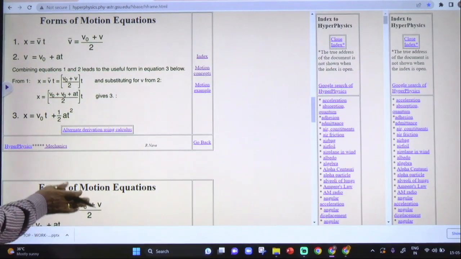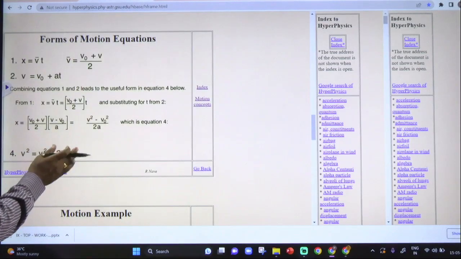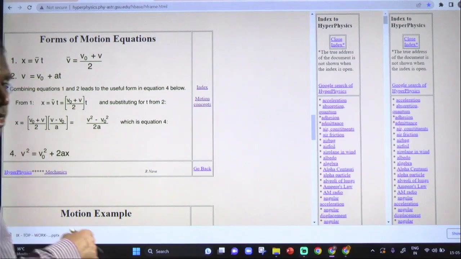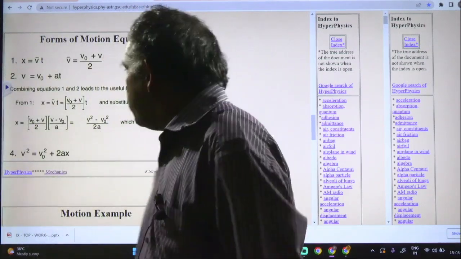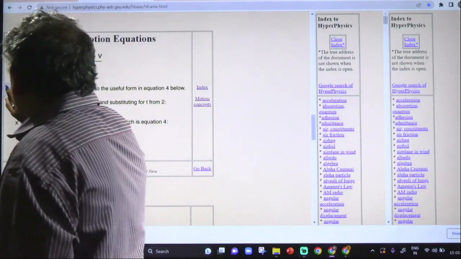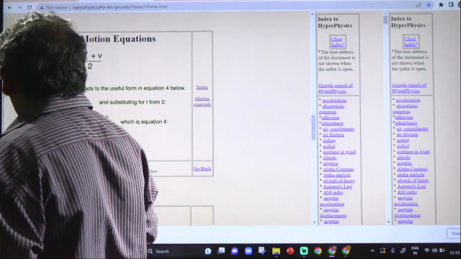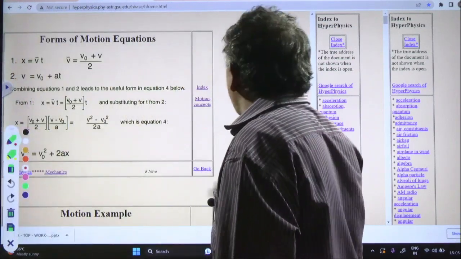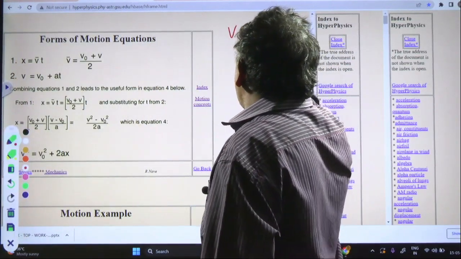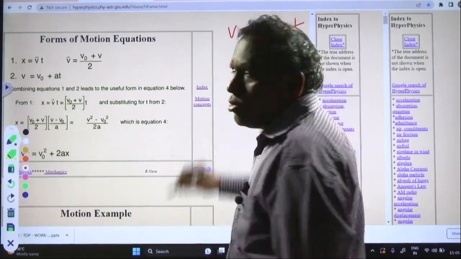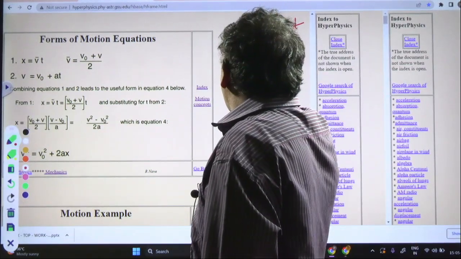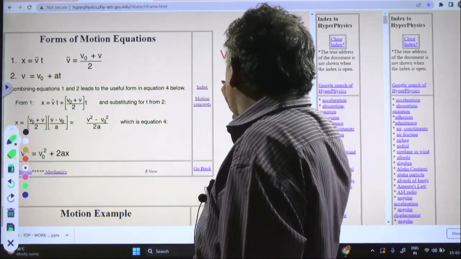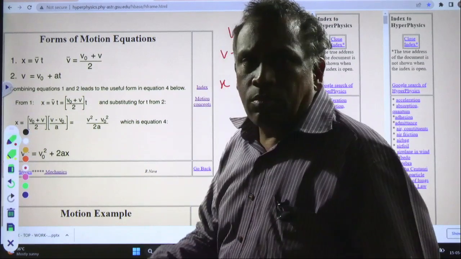Coming to the next one, there is another equation of motion: v square minus u square is equal to 2as. Let us derive that equation. Observe carefully: v is equal to v naught plus at is given. So v minus v naught is equal to at.